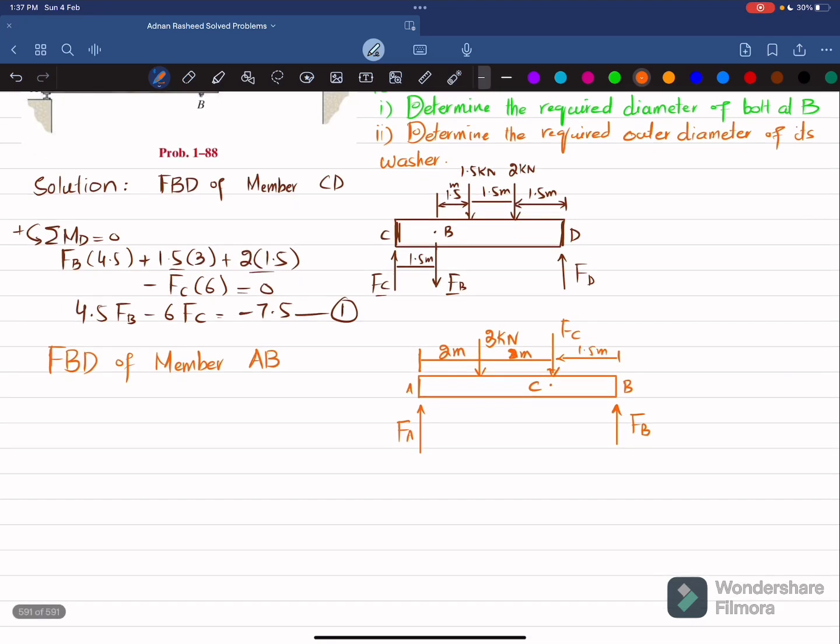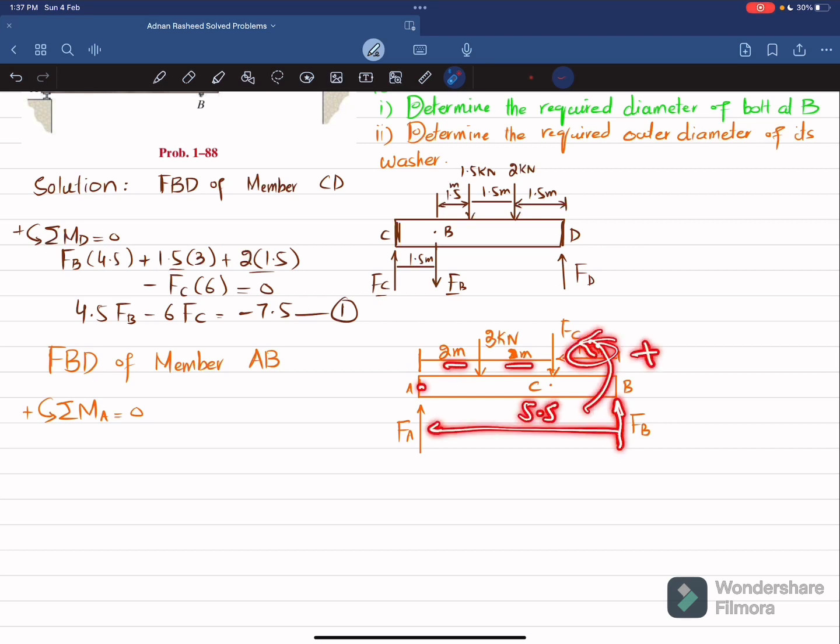Now we will apply the equation of equilibrium. The equation we will apply is the sum of all moments about point A is equal to 0, taking the counterclockwise moment as positive. About point A, one moment is produced due to FB, and the perpendicular distance is 2 plus 2 plus 1.5, which is 5.5, and this is producing a counterclockwise moment, so it will be positive.